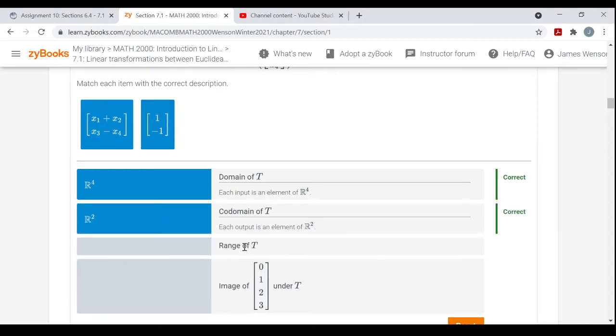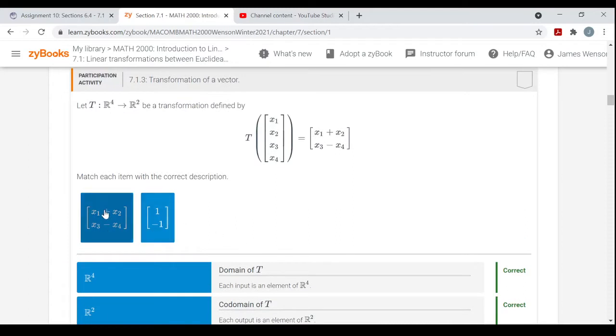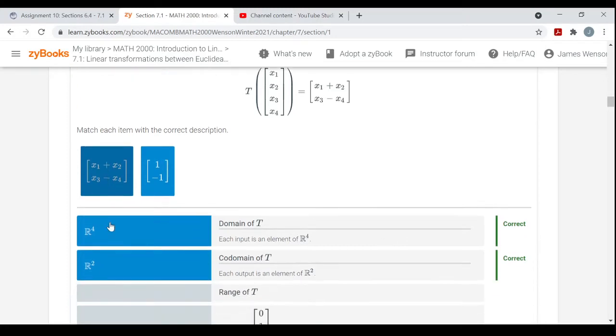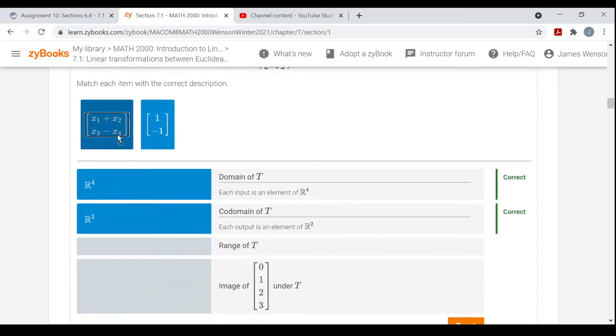The range is just a description of all the outputs, which this little box is here. Right, that describes all the outputs, showing you how to find all the actual outputs using this rule. So the range of T is just a description of the outputs.